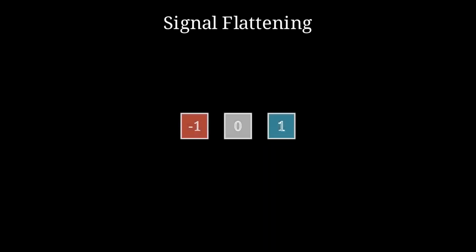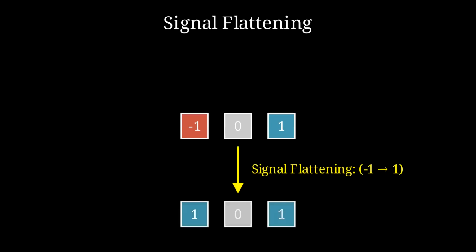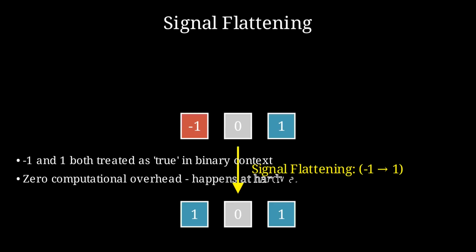Trinary logic operations. Let's examine the fundamental logical operations in trinary computing. The AND operation in trinary logic follows this truth table, where we now have three possible inputs and outputs. Notice how -1 interacts differently with other values compared to traditional binary logic.